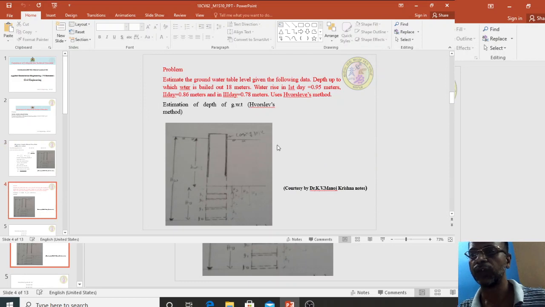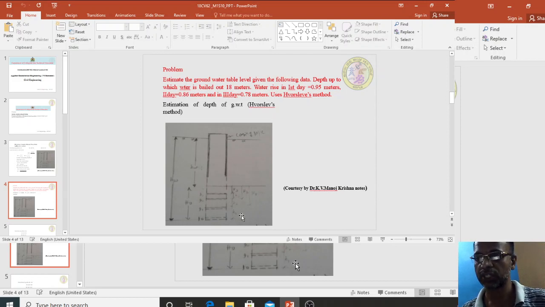Now, with this explanation, let us solve a problem related to estimation of groundwater table according to Haas-Lays method. The problem is: estimate the groundwater table level given the following data. The depth up to which water is bailed out is 18 meter. That means the entire water evacuated in the borehole is 18 meter, that is your HW value.